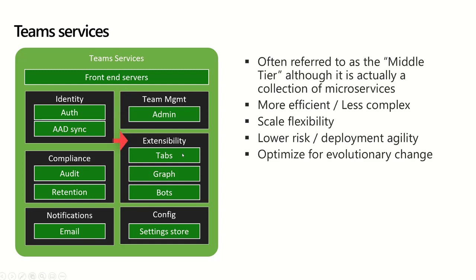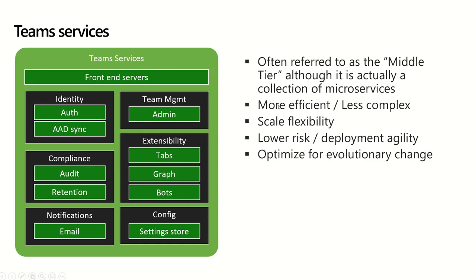The extensibility functionality is also powered by a set of services for tabs, for talking to Microsoft Graph APIs, and also for talking to bots. And the configuration is where all the settings associated with your tenant live; there's a service associated with that. So collectively, we often refer to the team services as the middle tier. You'll hear us use that terminology occasionally, although it's really a collection of microservices. These are not one big monolithic piece of code.